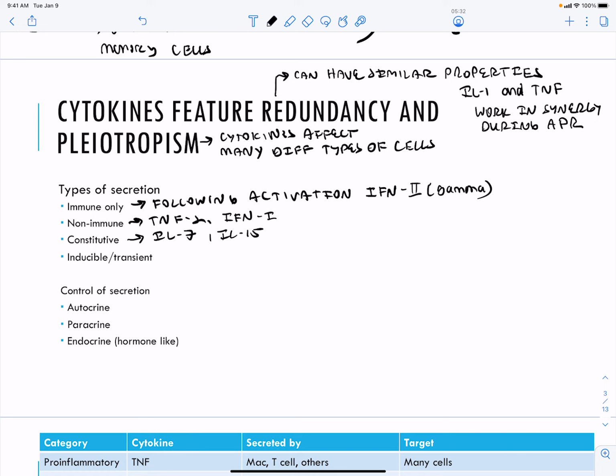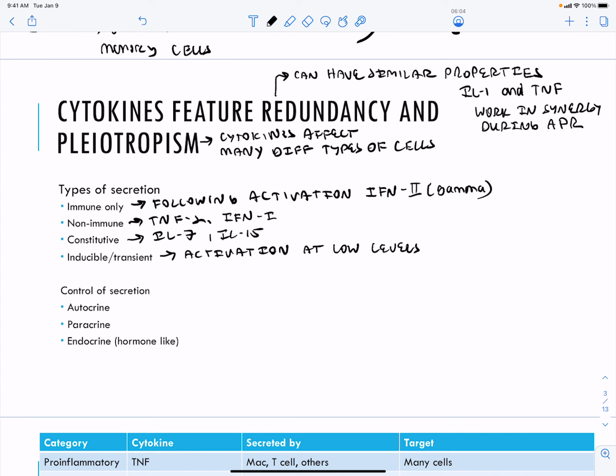We have inducible or transient, and these are again going to be followed by activation. And they're going to be at low levels. So they typically work locally. They're not going to enter the blood and work at other things unless they're made too much. So if you have too much inflammation, then you can start to see these things pop into the blood.